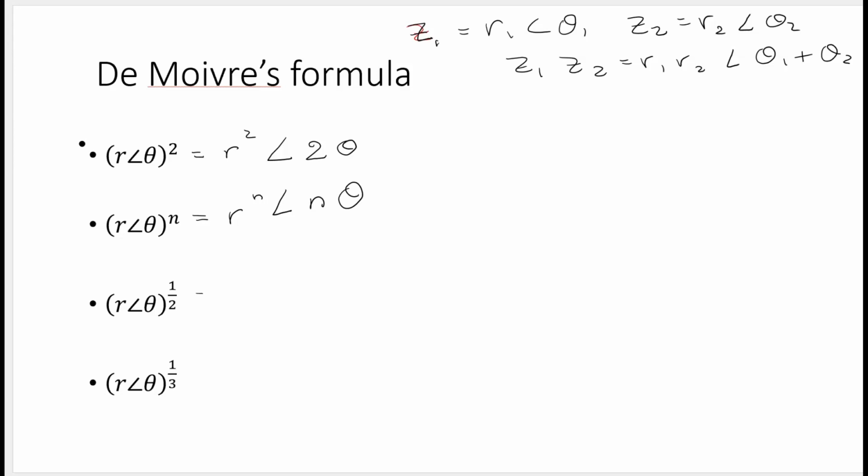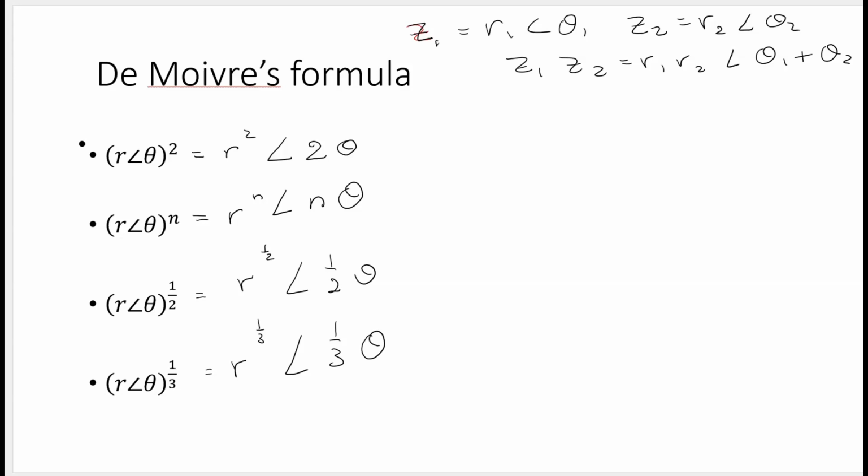Where we've got to the power of a half, it would be r to the power of a half angle a half theta. Where we've got to the power of a third, it would be r to the power of a third angle a third theta.